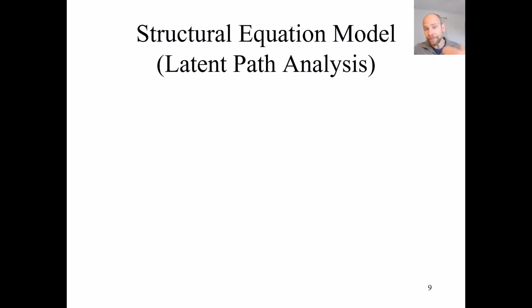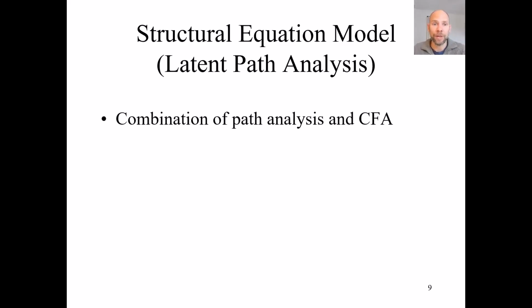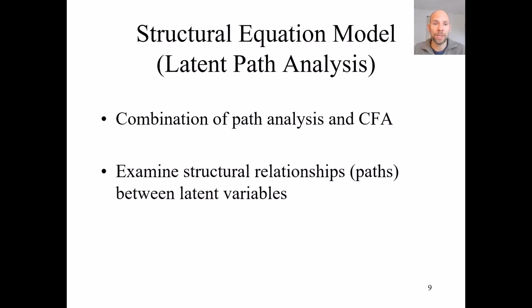And so then the last step is to put the two together to a so-called latent path analytic model, we could say, or often people will just say a structural equation model, which is a combination of the path analytic model that we discussed first and the CFA model that we discussed just now. This allows us then to examine structural relationships or the paths between latent variables as opposed to observed variables, and to account for measurement error and estimate the reliabilities of the observed variables.